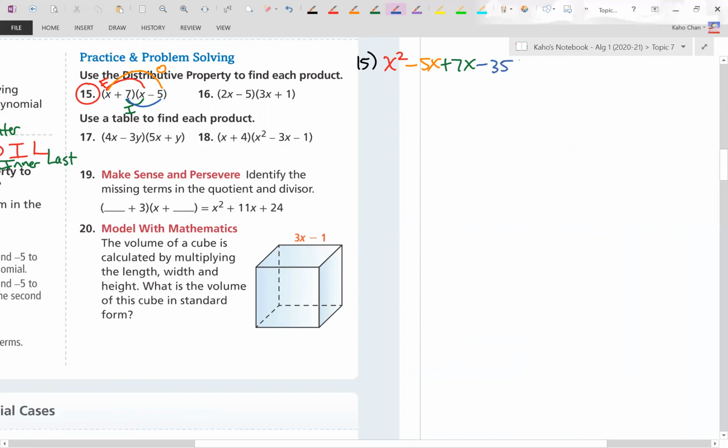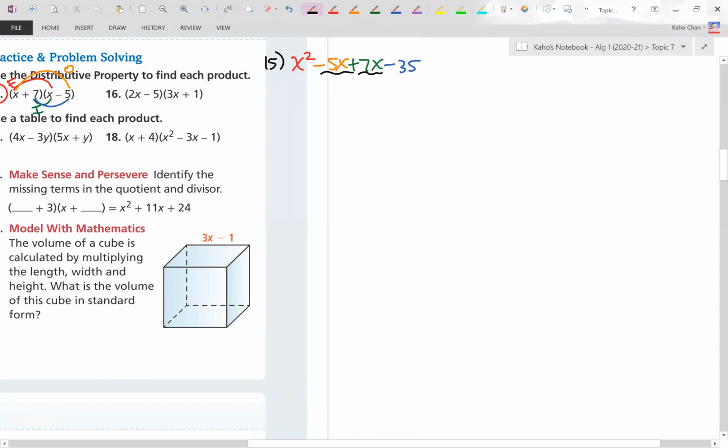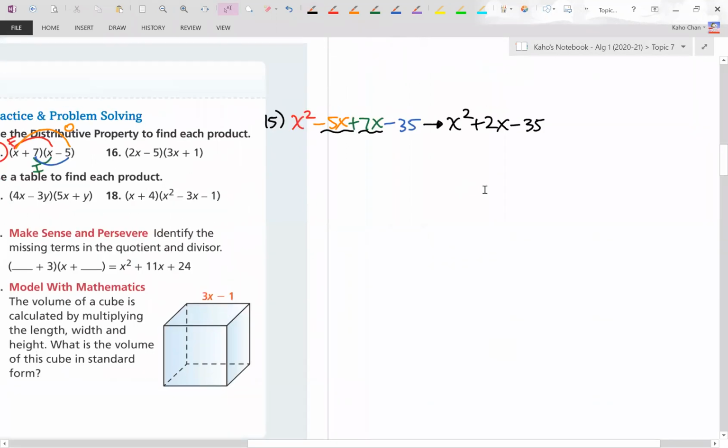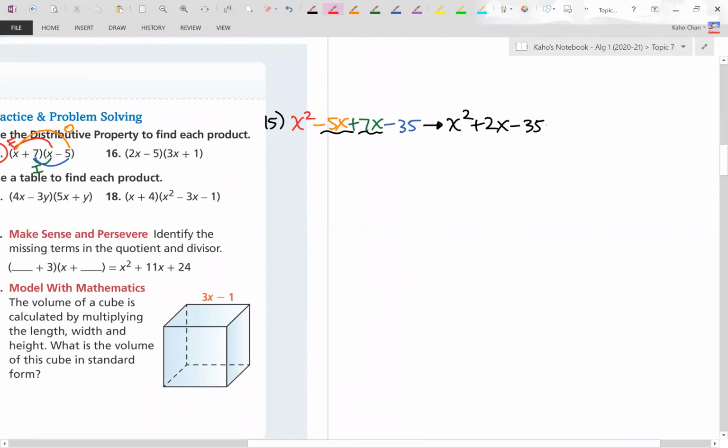Now, we multiplied 4 pairs of things. And what that means is that sometimes they can be combined together. In our case here, the inner and the outer terms can be combined together. They're like terms. -5 and +7 can be combined together. That will give me the final answer, x squared. -5 plus 7 is plus 2x. And there's your answer. Yay. For number 15.